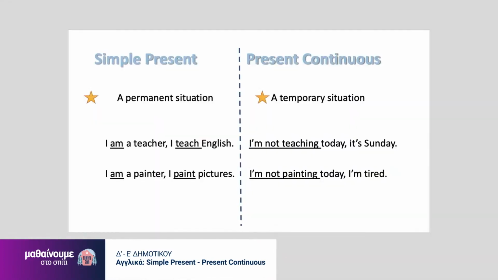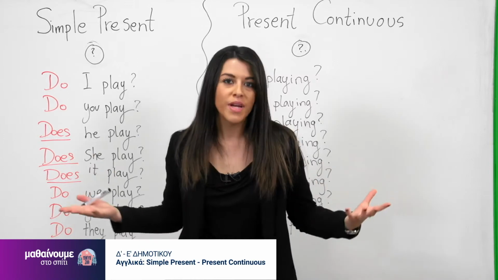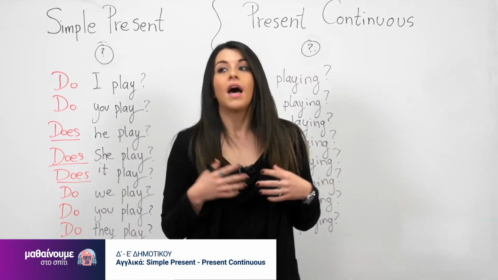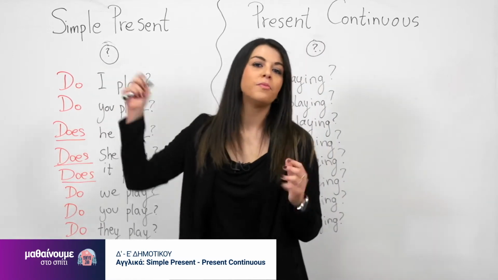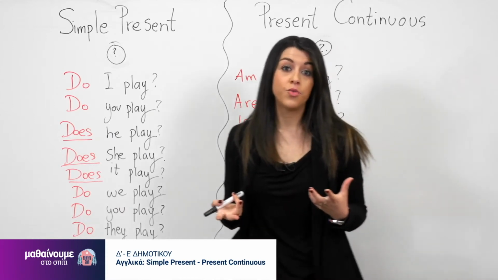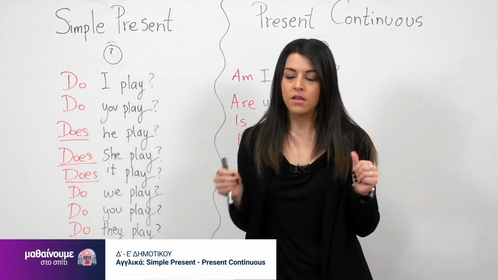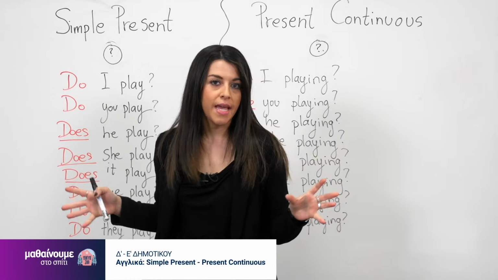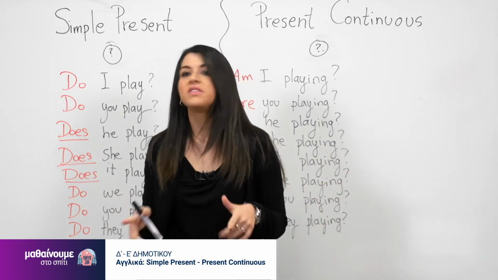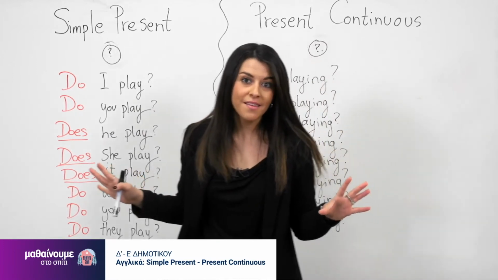Number two. About simple present is for a permanent situation. Μια μόνιμη κατάσταση. For example, I'm a teacher. I teach English. Always. This is my permanent situation. Or I am a painter. I paint beautiful paintings. Now, present continuous is for a temporary situation. So something that's happening only for today or only for this week. For example, I teach English every day, but today I am sleeping. So we use present continuous because it's happening only for today, not every day, okay?